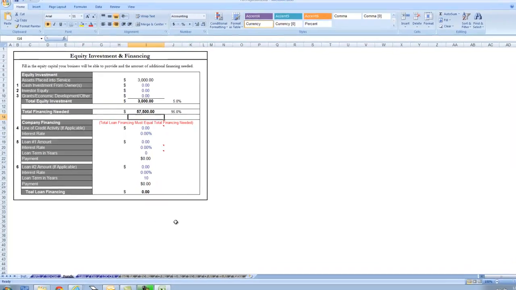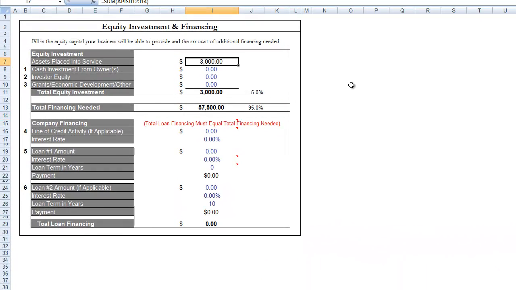So then if we go to the funding tab, we can see that the point of sale is already over here in terms of assets placed into service. That's why we don't have to add it in twice. We actually funded this with our own money. We had about $50,000 of our own money that we were going to put in, and then plus the $8,000 that the landlord put in. So I'm going to put that here under investor equity, so you can see that the total left is $49,500.